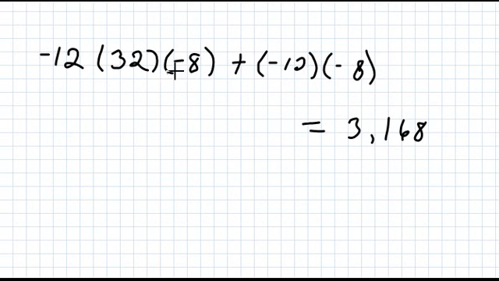So we have a negative times a positive times a negative. So this is all going to become a positive number. So you're just multiplying 12 times 32 times 8. And then this is a negative 12 times a negative 8. Right? And a negative is positive. So you just have 12 times 8. So we get those two numbers. We add them together, and we should get 3,168.